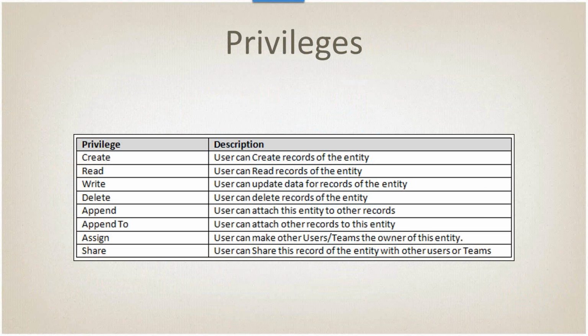So privileges. We have 2, 4, 6, 8 privileges: create, read, write, append, append to, assign, and share. These are the ones that you set with the little buttons. These are for entities, and then we have privileges that are associated with tasks or functionality in the miscellaneous privileges.